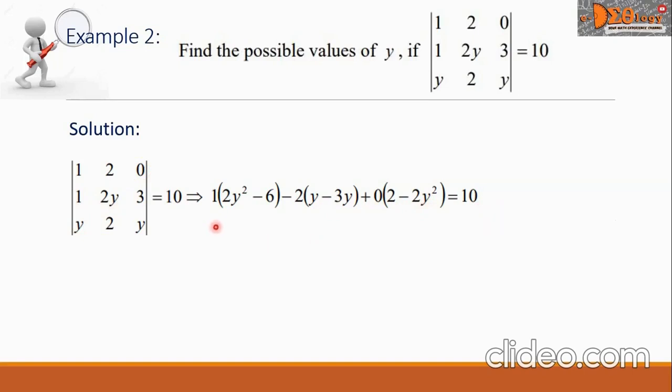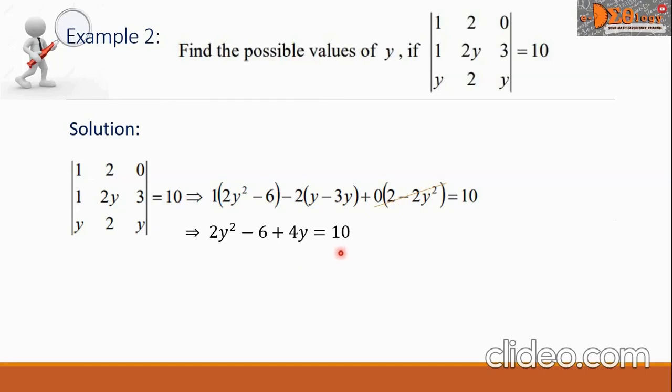Let us simplify now our equation. Look at the third group. Because of this 0, we can cancel the third group. Then let us simplify the two remaining groups. For the first group, 1 times the quantity 2y squared minus 6 becomes 2y squared minus 6 itself. Then the second group, y minus 3y is negative 2y. This negative 2y times negative 2 will be positive 4y equals 10.